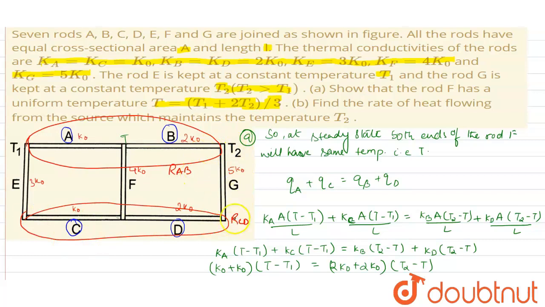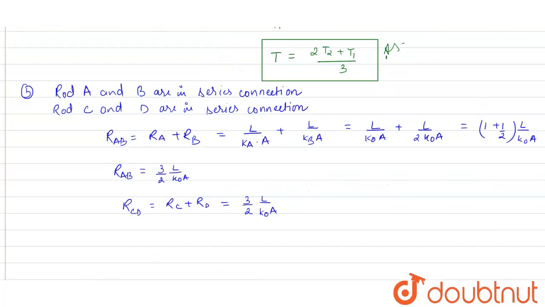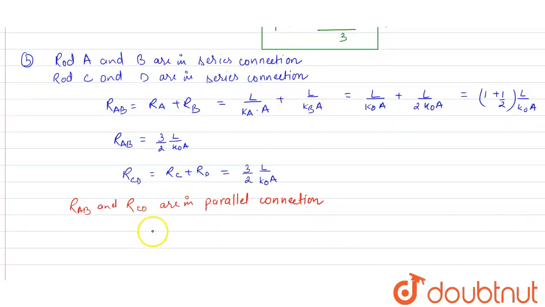Correct. Now RAB and RCD are in parallel connection. So the equivalent resistance R equivalent will be how much? R equivalent will come out as RAB into RCD divided by RAB plus RCD.